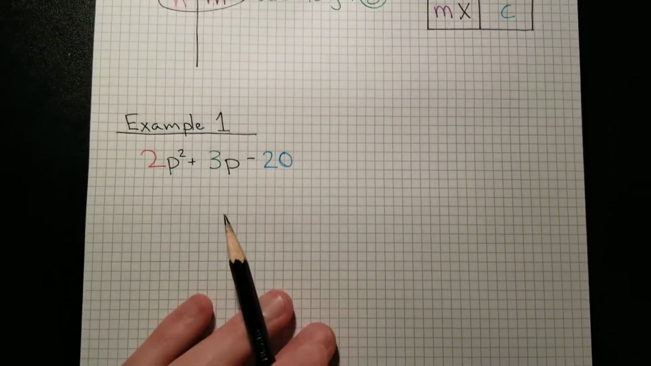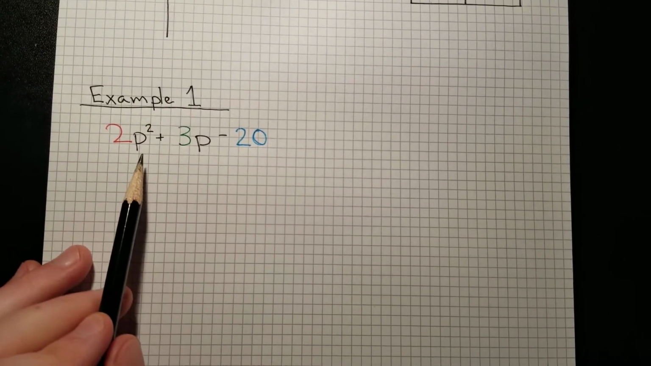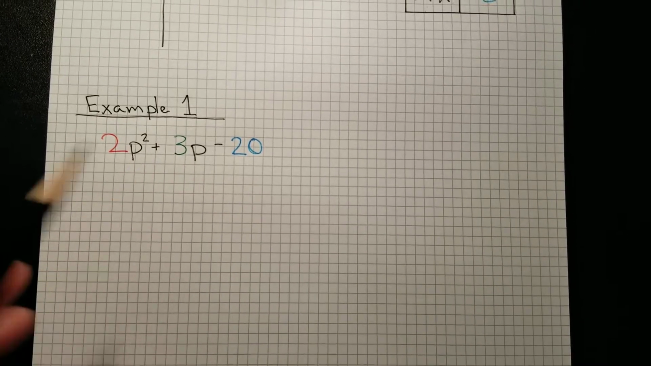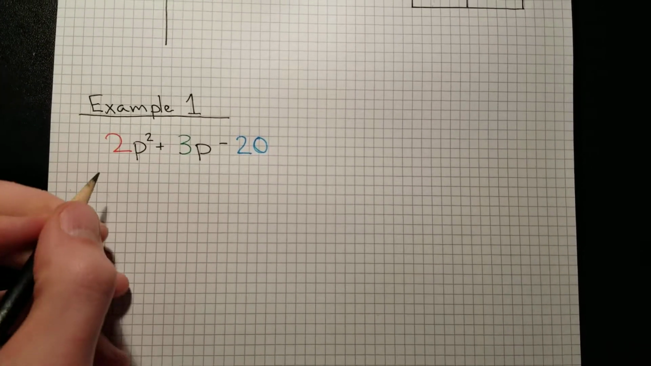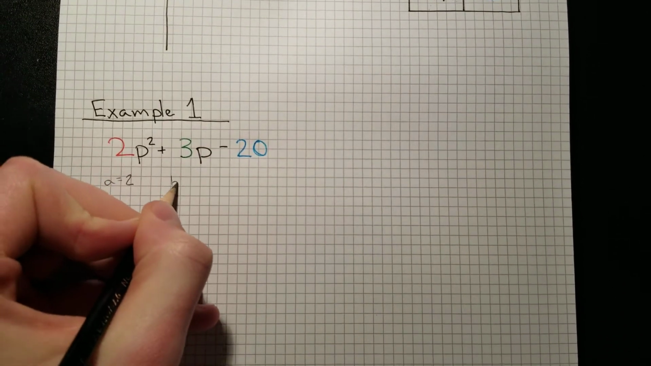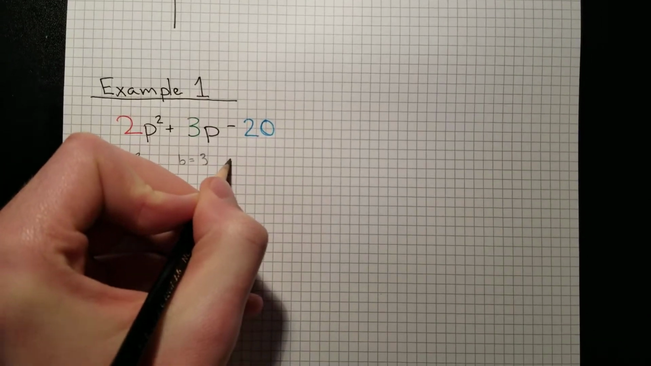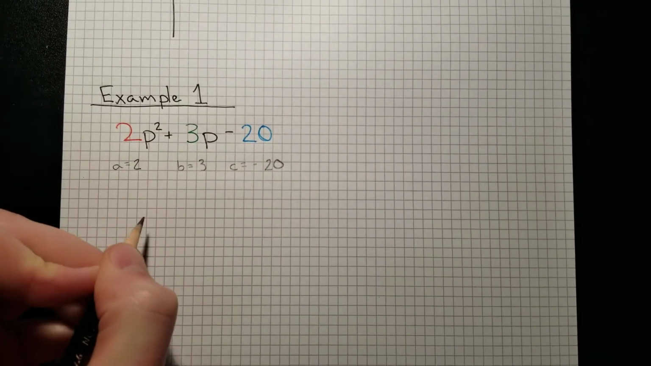So here's our first example. We have ax squared plus bx plus c. In this case, instead of x's, we have p's. Doesn't change a whole lot. But in this case, a is 2. I can write that down. A equals 2. B equals 3. And c equals negative 20. You can see these three things.